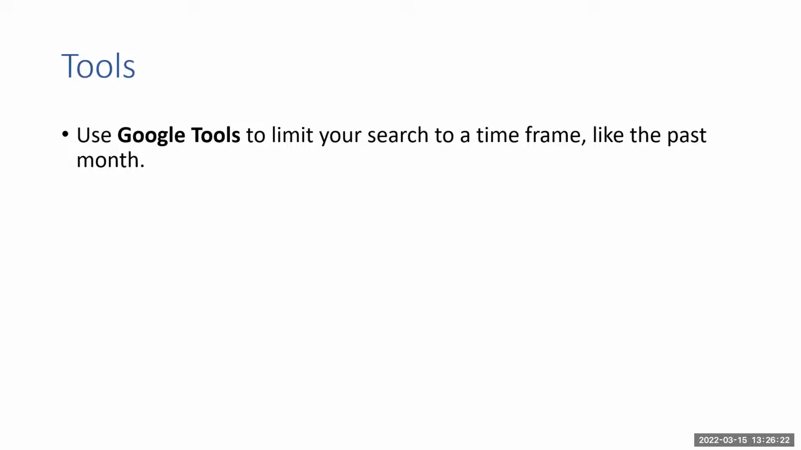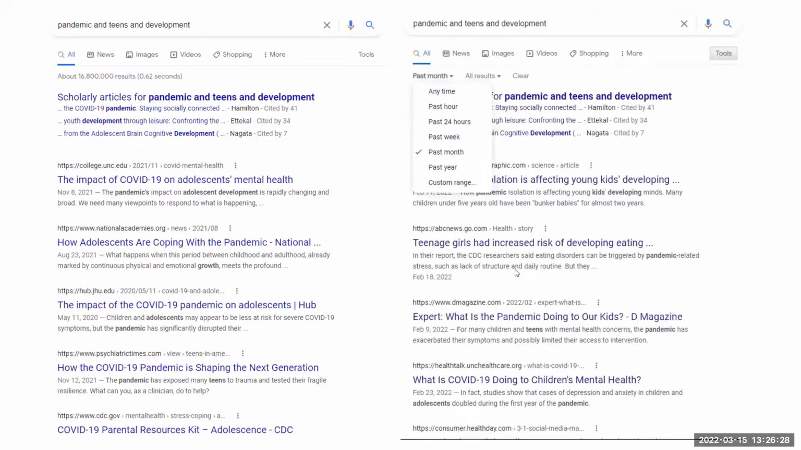So if you want something in the past month, it's going to be mostly newspaper articles. But here's what I did. I put all the search terms, and then where it says tools, you click on tools here, and it's off to the right after your search. And then you can choose past month. I chose past month. And you can also put in a custom range if you want, like the past 5 years, you can put that in here.